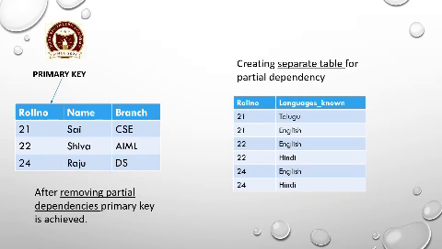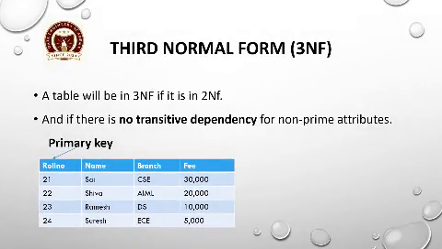Now I will explain what is third normal form. A relation is said to be in third normal form if it is in second normal form and there should not be any transitive dependency for non-prime attributes in the relation or table. Transitive dependency means one non-primary key attribute depending on another non-primary key attribute.